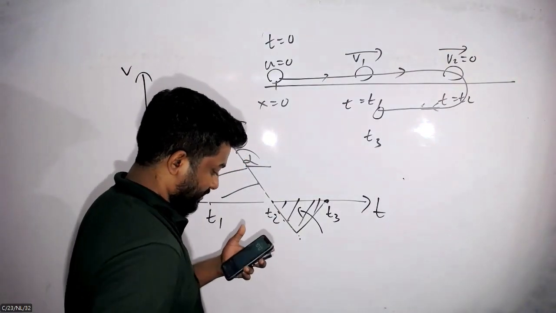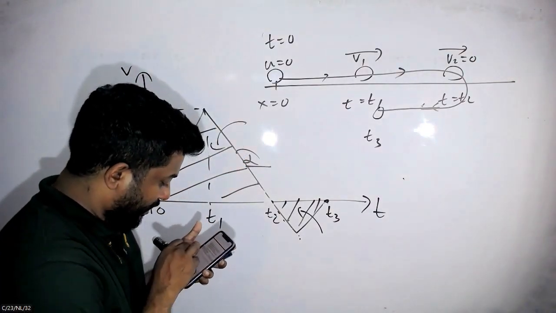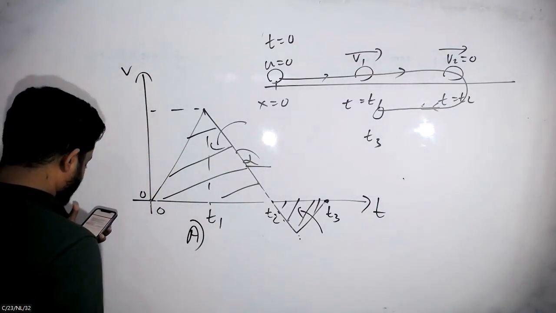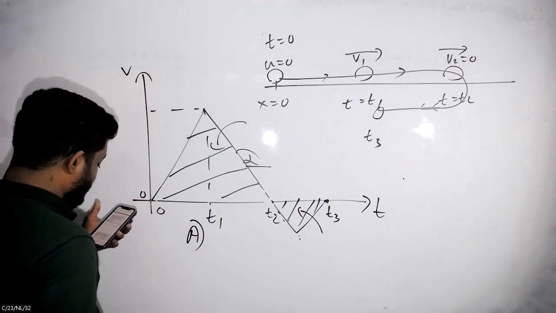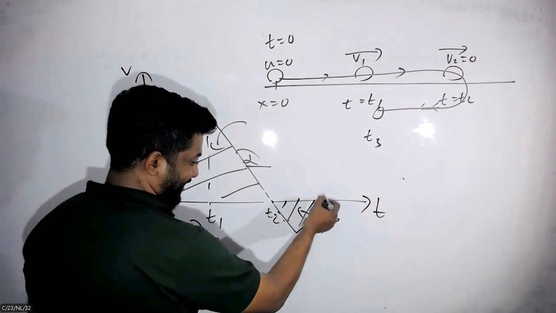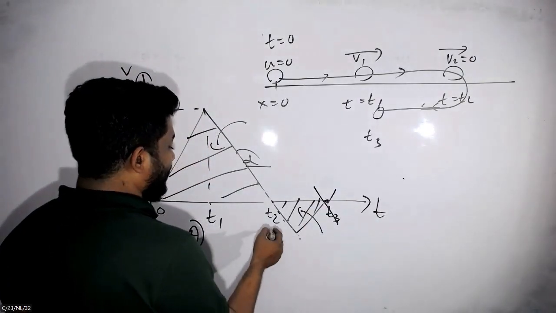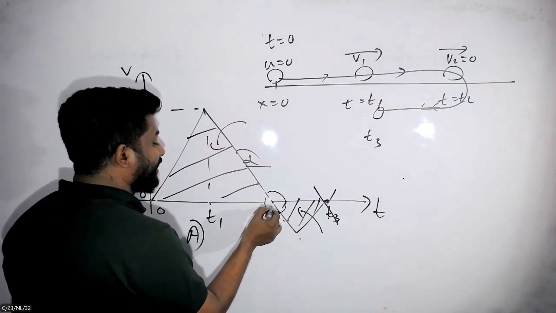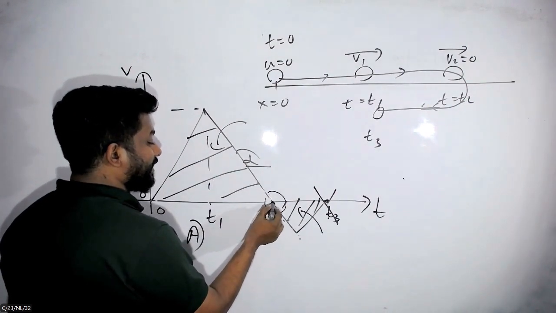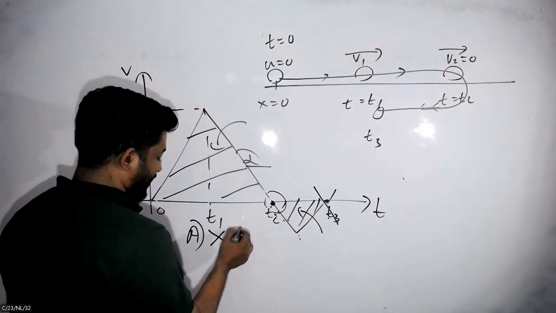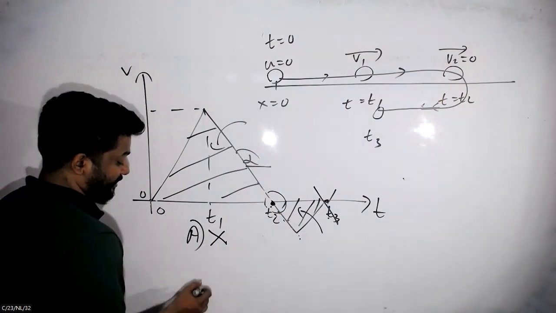Let's see the answers. Capital A statement. The particle comes to rest only at t equals t3. It is an incorrect statement. Why? Not only at t equals t3, but also at t equals t2, velocity of the particle is 0. Here also the velocity becomes 0. Therefore, capital A statement is an incorrect statement.